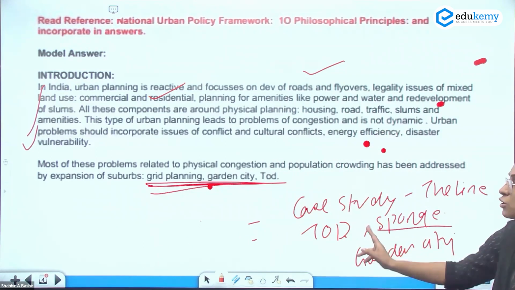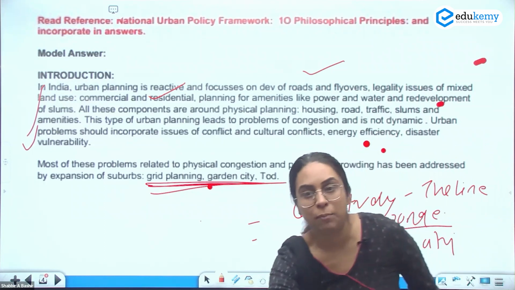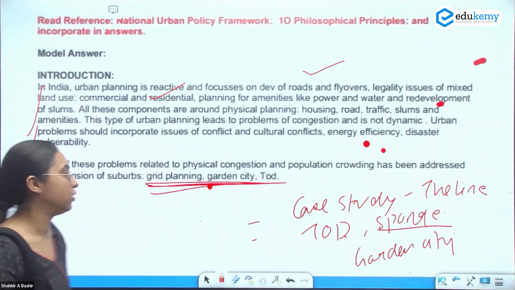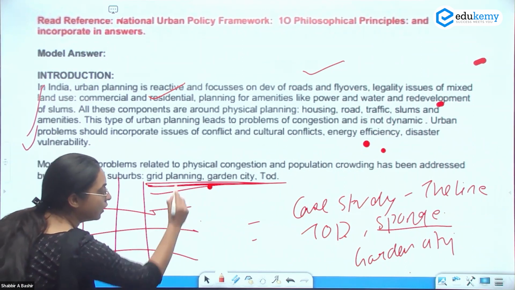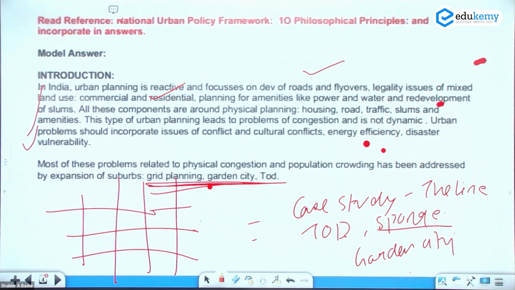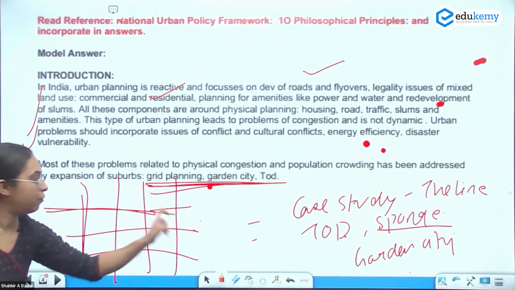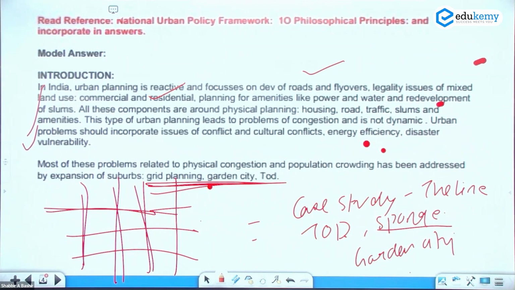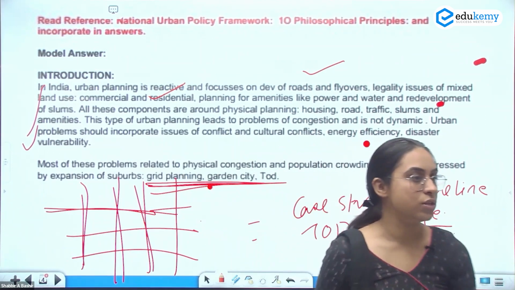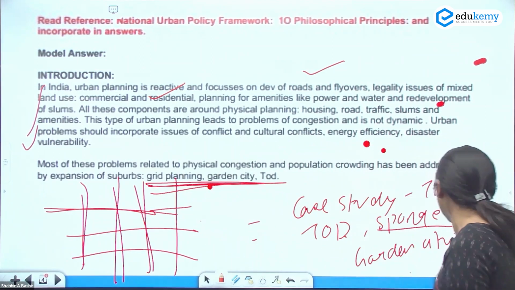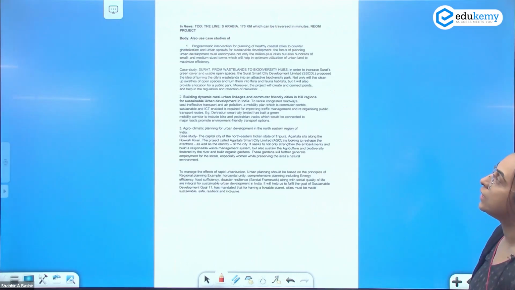You can talk about the sponge city. You know about grid planning, the Chandigarh model. The city has been planned on the basis of the grid. What does grid planning do? Grid planning aims at better transportation, better mobility, and therefore there are no issues of traffic and congestion. So I hope you have addressed this question. This was a fairly easy question.